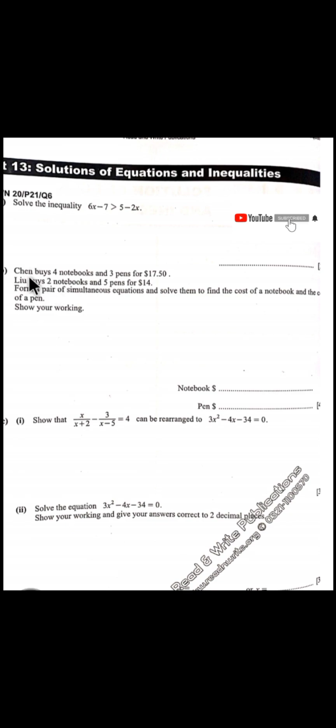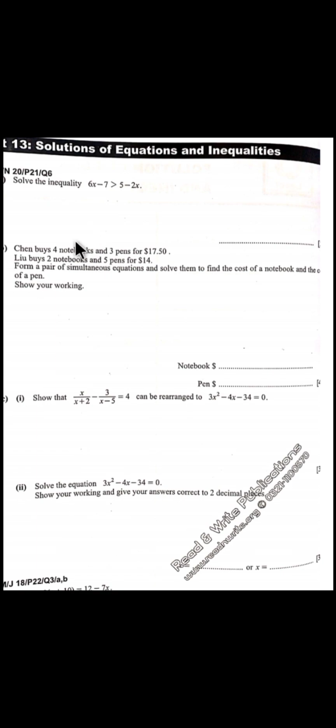Question 1: Chen buys 4 notebooks and 3 pens for $17.50 and Liu buys 2 notebooks and 5 pens for $14. Form a pair of simultaneous equations and solve them to find the cost of a notebook and of a pen. Show your working. Let's call the notebooks variable x, and for pens we use the variable y.